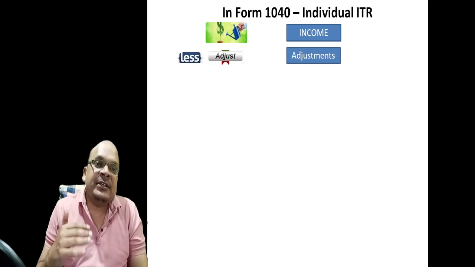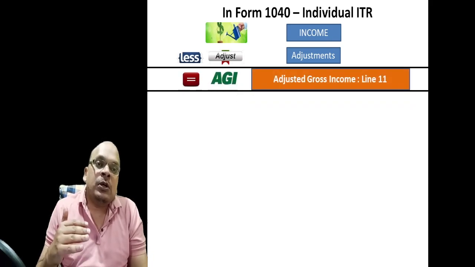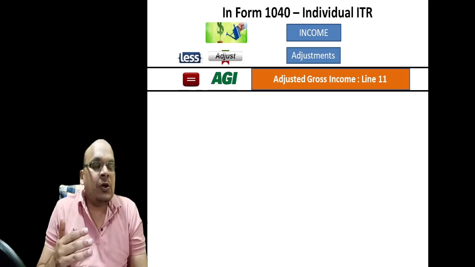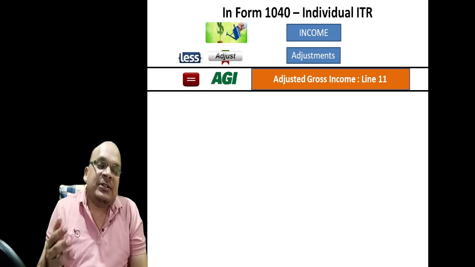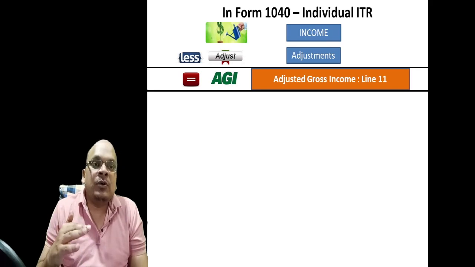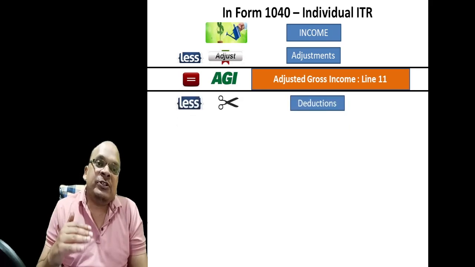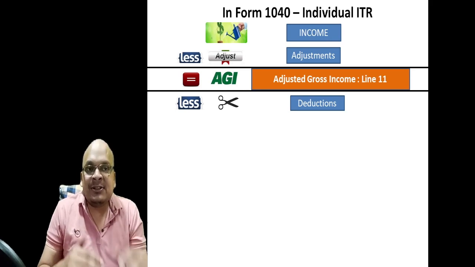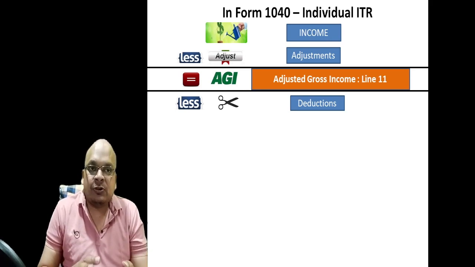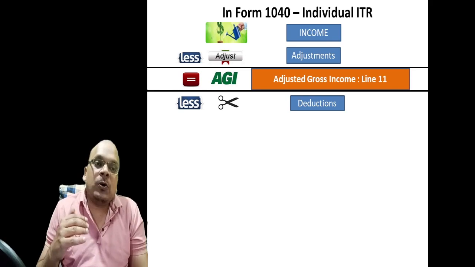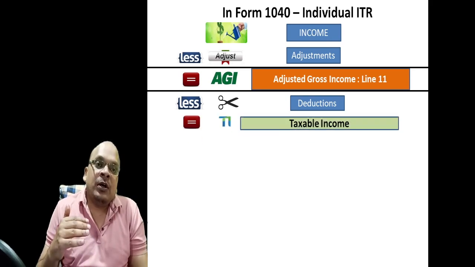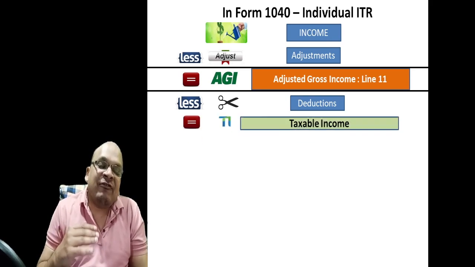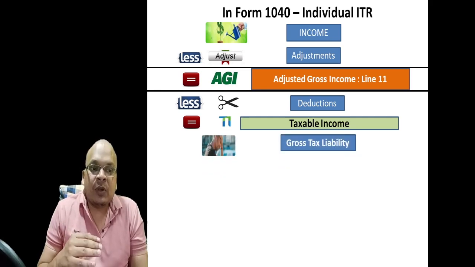When you reduce these adjustments, you get the star of the show, adjusted gross income. I'm calling it the star of the show because a lot of things in US tax for an individual are directly related to the AGI limits, right? The abbreviation is AGI and it's a line 11 item on Form 1040. After this, you again apply certain deductions. At this stage, these are called deductions, not adjustments, right? And after these deductions, what you get is the final taxable income.